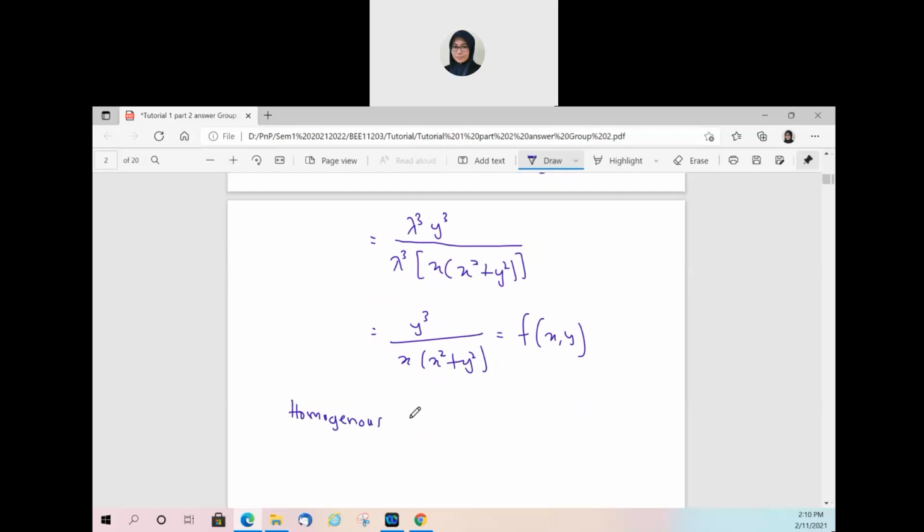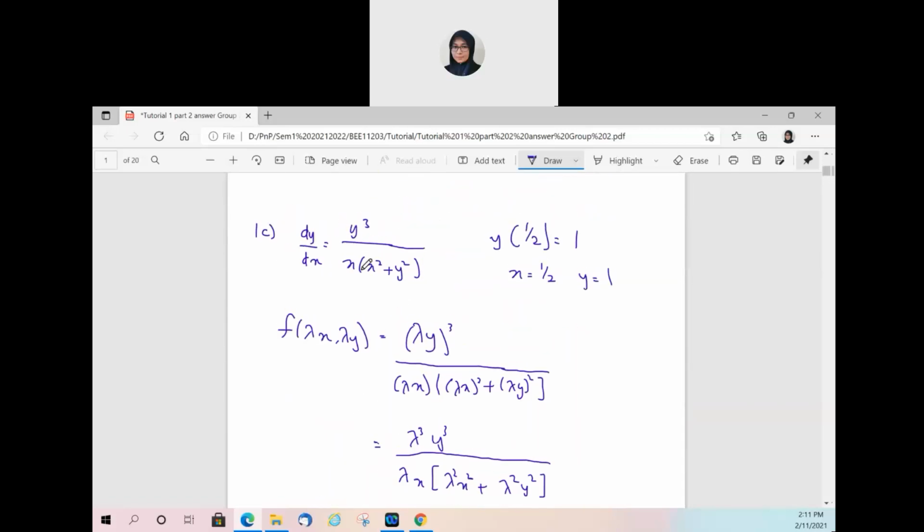Homogeneous equation with what degree? 3, because you have 3 here. Okay, understand? So this is a homogeneous equation with degree 3. So you already proved this one. Then we want to solve this equation.